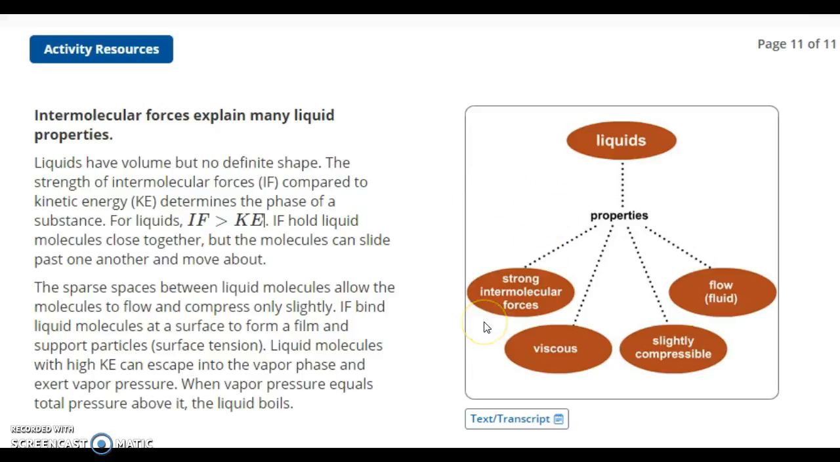Liquids' properties come from strong intermolecular forces. They can be viscous, so thick or thin. They are slightly compressible because they have little spaces between them, and liquids flow.